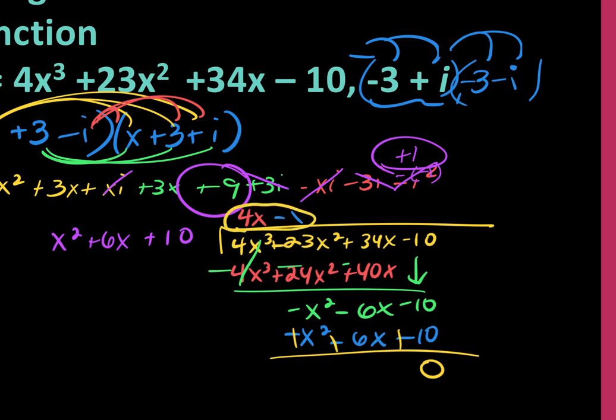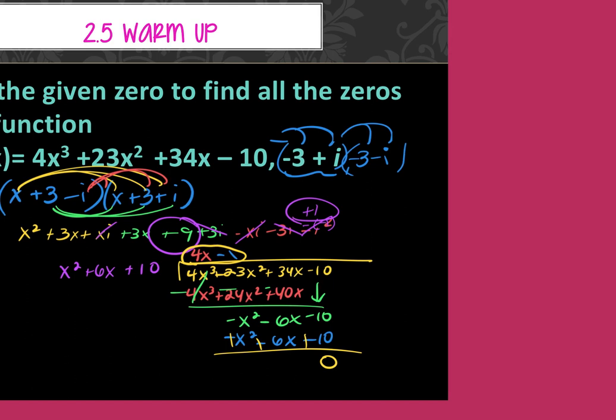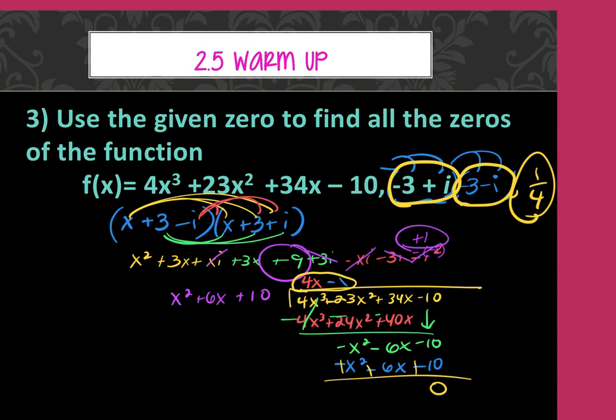So the last remaining factor is 4x minus 1. As a 0, that would be a positive 1/4. So I'd get positive 1/4, negative 3 minus i, and negative 3 plus i. Raise your hand if we got it right. Good. So again, if you did last over first, you would have ended up having a 1/4 on the outside, which gets harder.